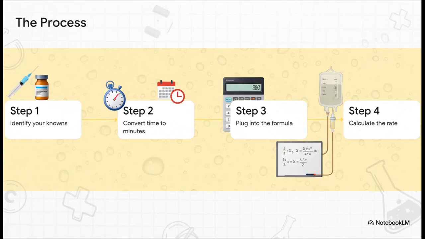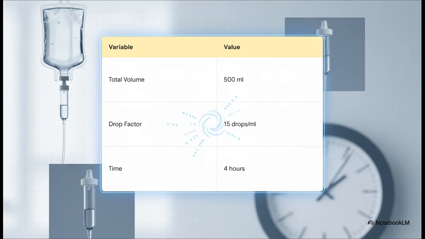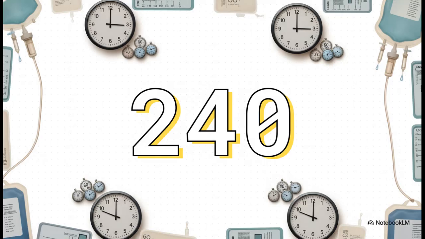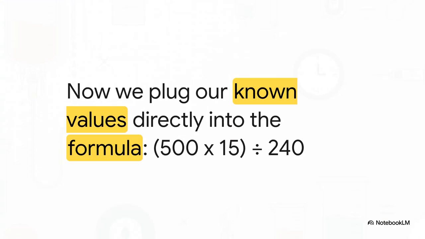Let's break it down into 4 super simple steps. You got this. Step 1 is easy. Just pull out the 3 key numbers from the order. Now, this next part is super important. The formula needs minutes, not hours. So, 4 hours times 60 minutes an hour gives us 240. Simple. All right, we've got our numbers, so let's just plug them into the formula.